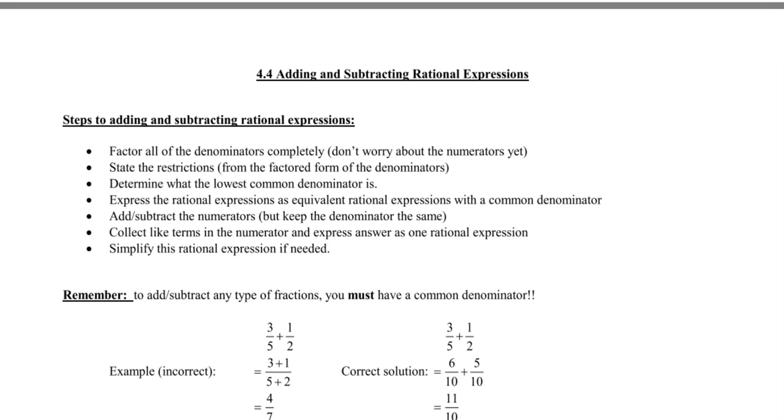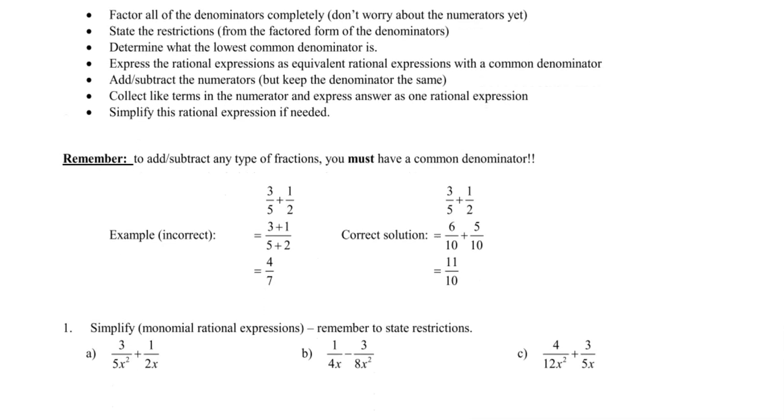Okay, so let's take a look. We'll go through some examples. So just as with regular fractions, we do not add the denominators, right? We need a common denominator. That's going to be tens. This will be multiplied by 2 over 2 to give 6 over 10, and multiplied by 5 over 5 to give 5 over 10. We get 11 over 10.